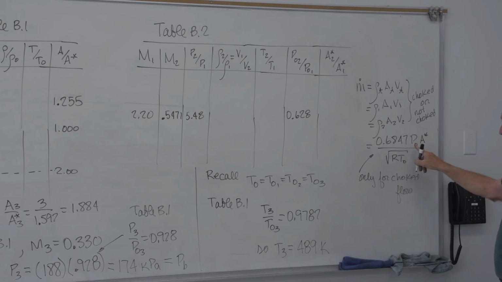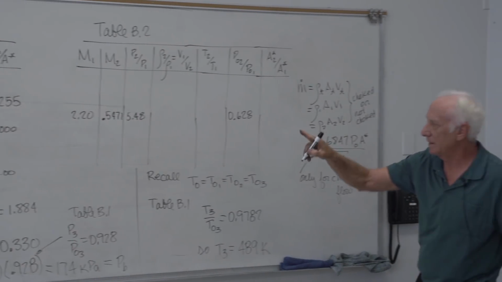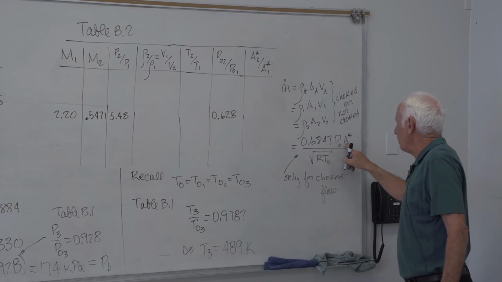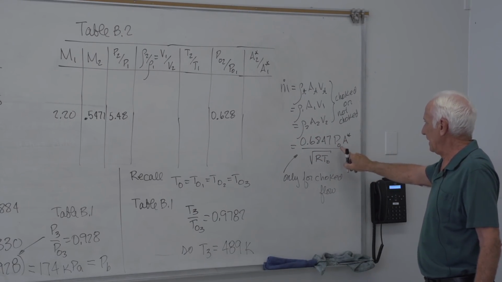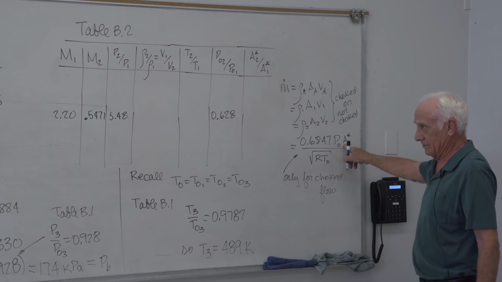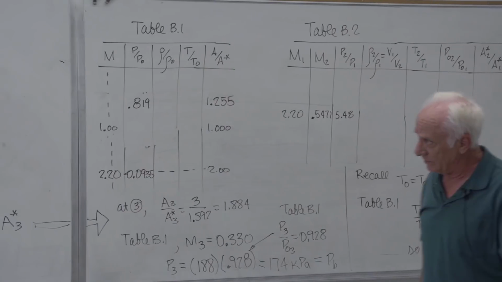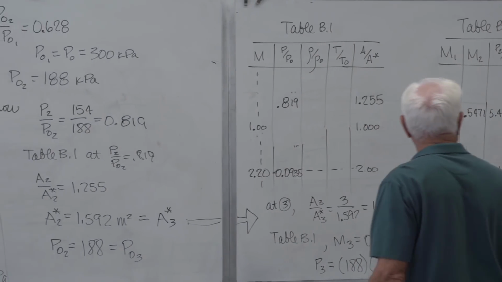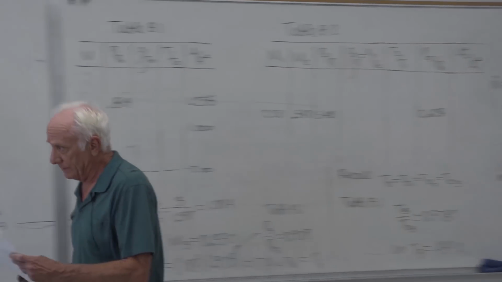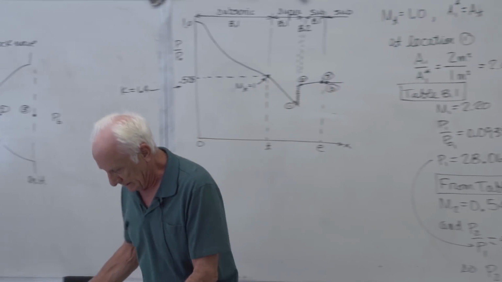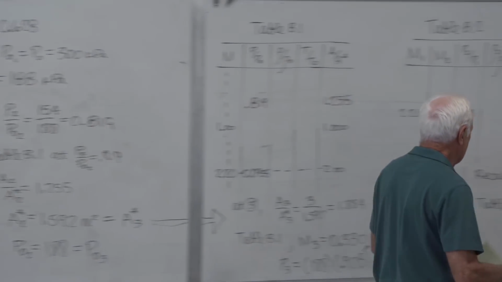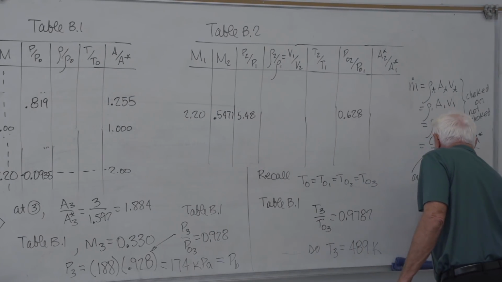Is it easy? Sure. I was given P naught. I was given T naught. I know A star. What A star is that? That's the A star at the throat. A star at the throat, 1 square meter? Yeah, 1 square meter. If you do that, you end up with, I think I've got an answer on that. Let's see. 537 kilograms per second.